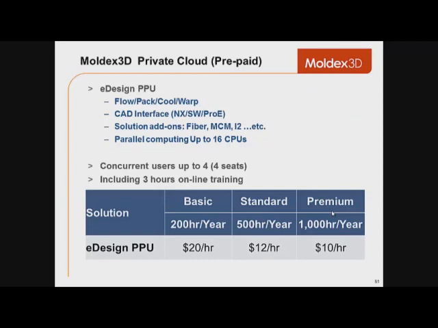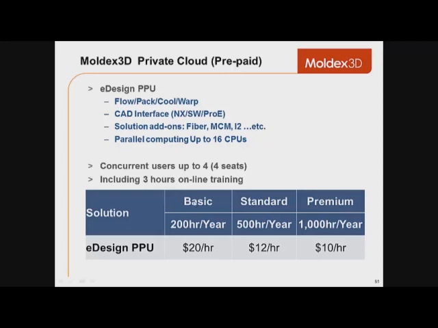This brings us to our review of what the private cloud offers. The private cloud will provide users with flow, pack, cool, warp analyses, CAD interface, NX, SolidWorks, Pro-E, etc., solution add-ons like fiber orientation, multi-component molding, I2, venting analysis, etc., and parallel computing for up to 16 CPUs. We also offer up to 4 seats for any users who purchase one of the packs below.